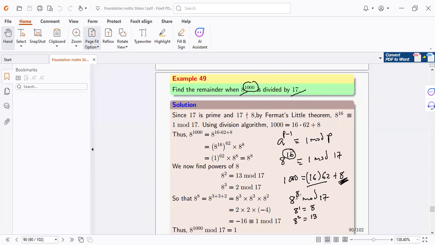Now I want to reach 8 raised to 8. So what about 8 raised to 4? 8 raised to 4 is just 13 squared. So 13 squared is 169. Divided by 17, you get 9 point something. So what is the remainder? The remainder is 16.